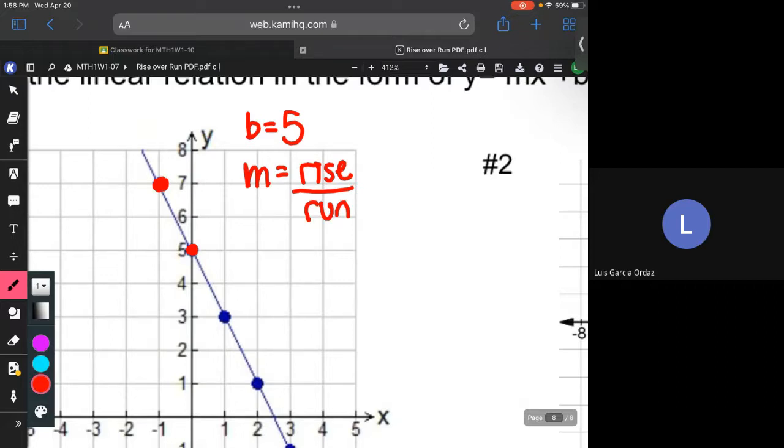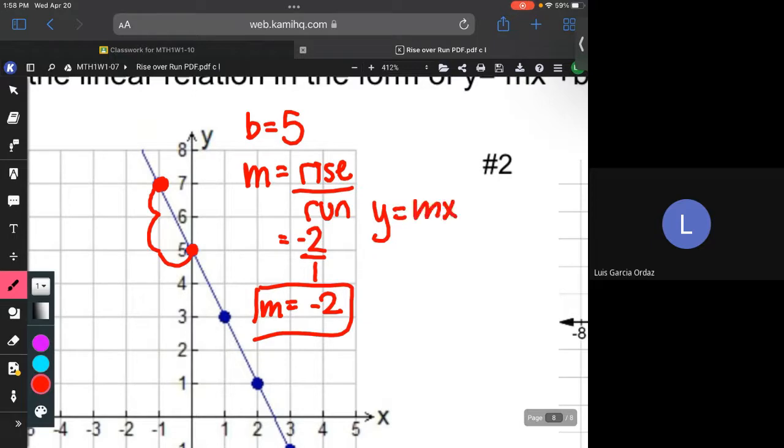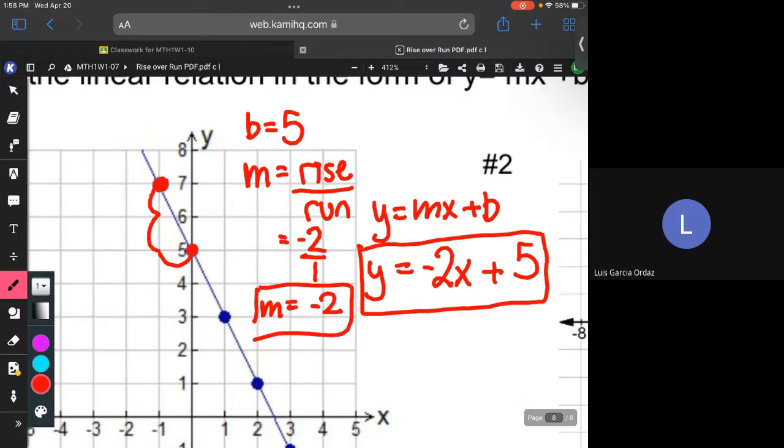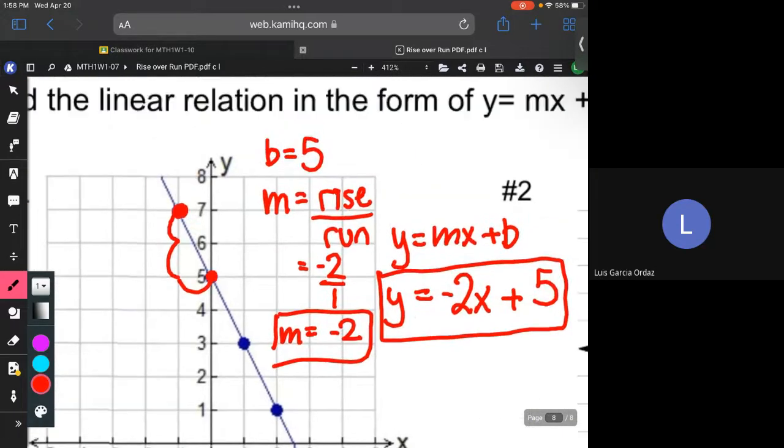-2. So I'm going to go 2 down. So my rise is -2 and my run is 1 to the right, which means my slope is going to be -2. So now I can write my equation as y is equal to mx plus b. Can someone tell me what my m is? We figured it out. What's my m? It's up on the board. -2. What's my b? 5. So my equation is y is equal to -2x plus 5. Remember, the b is the easiest one because you're usually able to tell when it hits the y-axis. In this case, my graph hits the y-axis at a y value of 5.